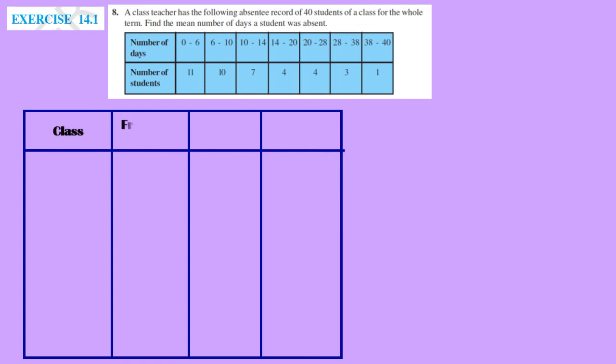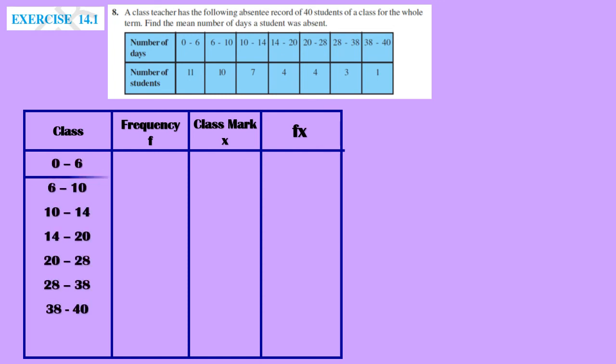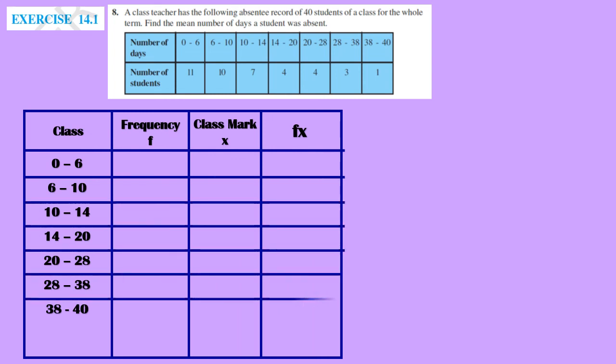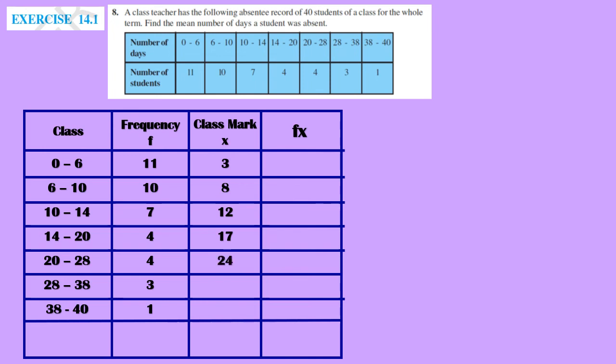So let us write the class, frequency, class mark, and let us do it with the direct method because the numbers are smaller. So write the class and copy the frequency, and for each class find the class mark. So 0, 6 means the middle point will be 3, 6 to 10 will be 8, 10 to 14 will be 12, 14 and 20 will be 17, 20 and 28, the middle number of the class is 24, 28 to 38 is 33, 38 to 40 is 39.